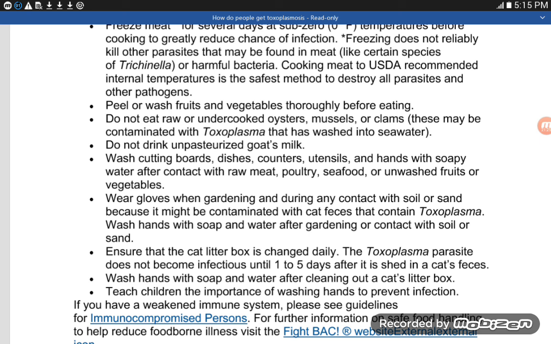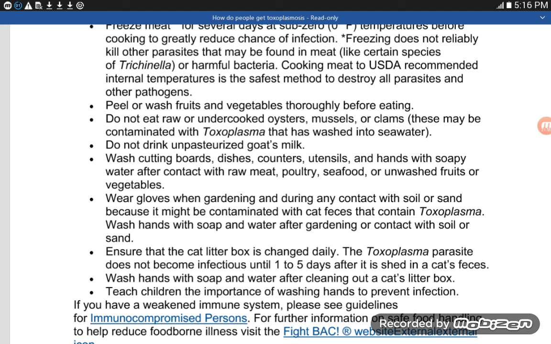Wash hands with soap and water after gardening or contact with the soil or sands. So after gardening, we have to wash our hands thoroughly and ensure that the cat litter box is changed daily. The Toxoplasma parasite does not become infectious until 1 to 5 days after it is shed in a cat's feces. So if every day you are changing or cleaning the litter box of the cat, you are safe and the cat is also safe.